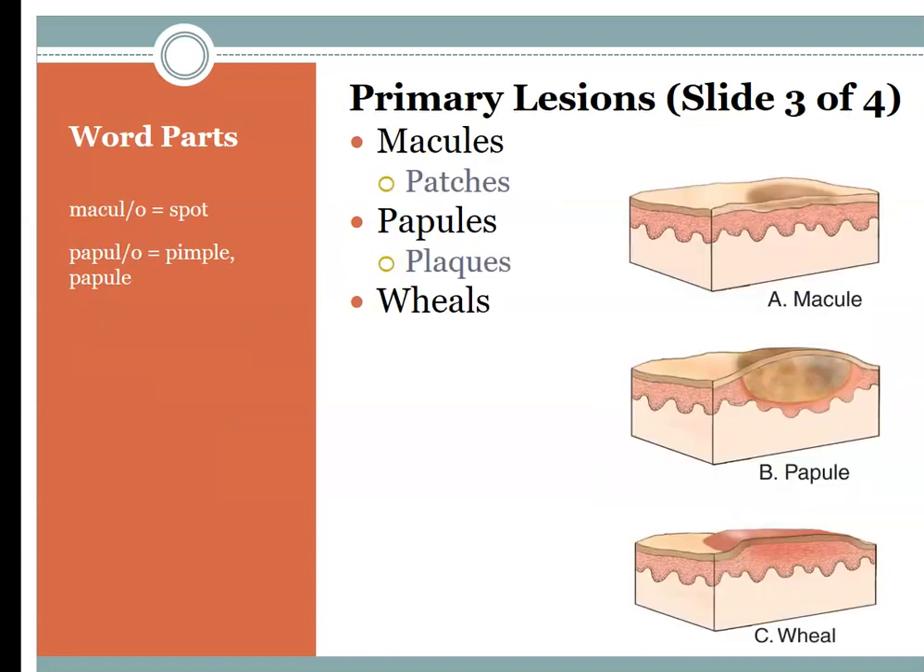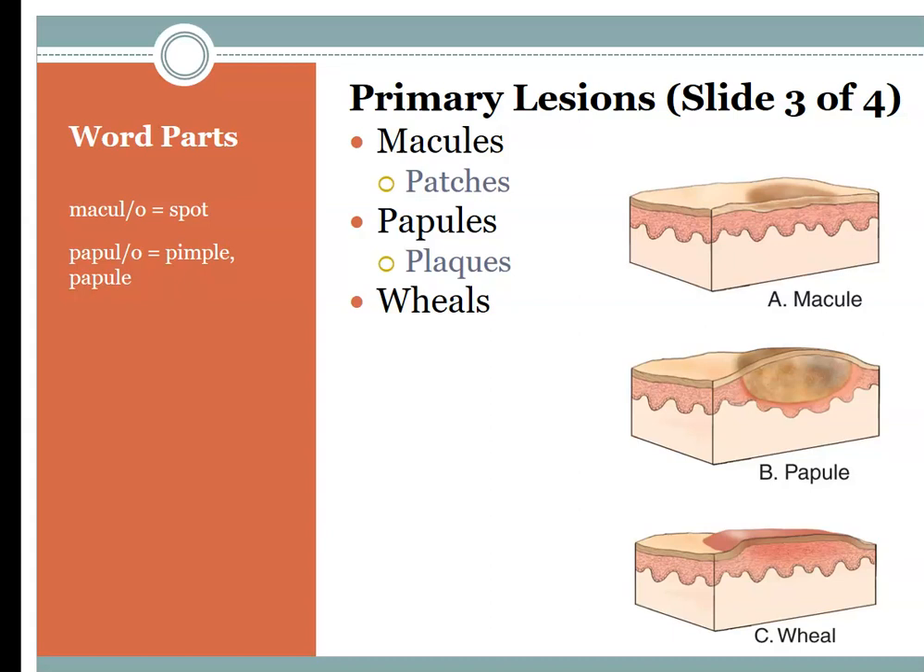A macule is a flat, non-palpable blemish or discoloration that is less than 1 centimeter. Some examples could include freckles, port wine stains, or even tattoos. A patch is a large, flat, non-palpable macule that is larger than 1 centimeter. This could be a larger port wine stain or a tattoo as well.